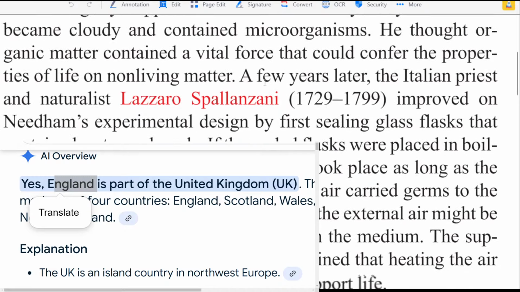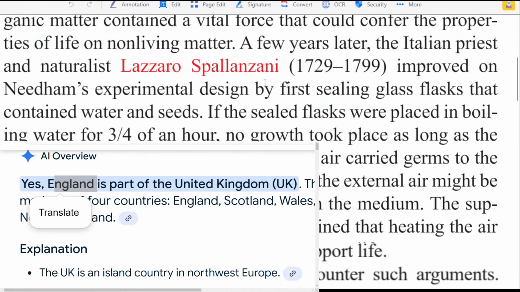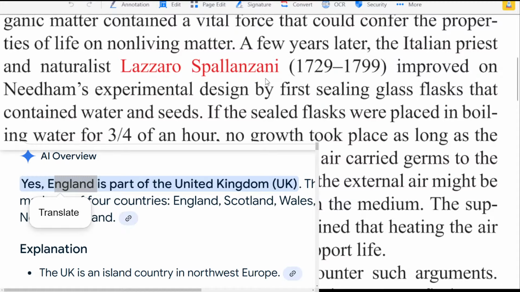A few years later, the Italian priest and naturalist Lazzaro Spallanzani. Now there comes a priest. How are the microbiologists so diverse? One was working in an accessory shop, or a men's wear shop, and now the other one is a priest and a naturalist. Good thing. Spallanzani, I know this name, and you also remember it because he is an important guy in microbiology.